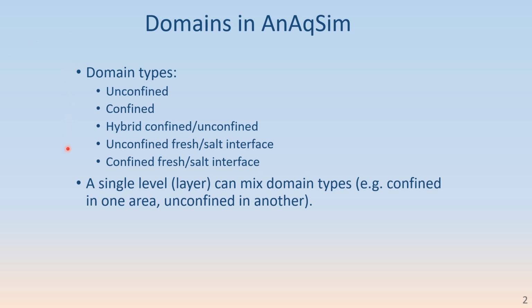These 5 domain types are what are available in Anaqsim. And the first 3, unconfined, confined, and a hybrid of the two, are the subject of this video session. The latter 2 here are fresh salt interface domains for coastal aquifer modeling, and those are the subject of a later video. In Anaqsim, you can mix any of these 5 domain types in a single layer, which is quite handy and flexible.